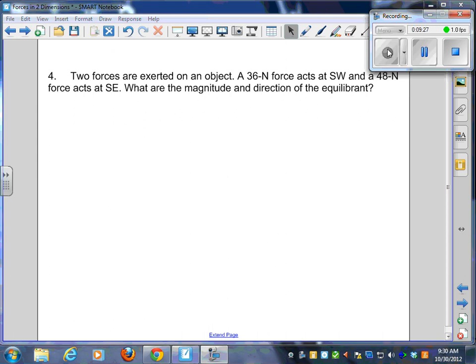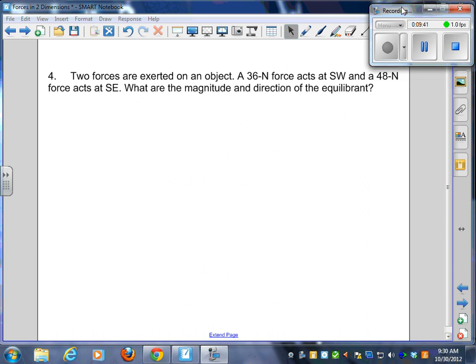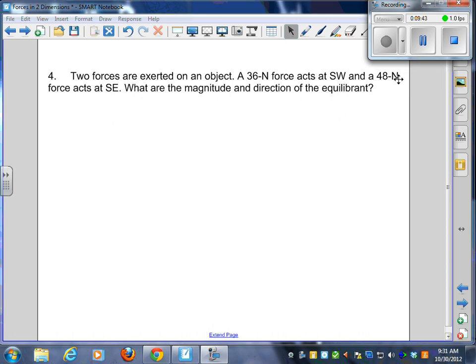All right, so Matt has said that he would prefer to do this question on his own. Why don't you guys try this? Give it a whirl, and then I'll do the answer in about 5 minutes. Two forces exerted on an object: a 36 Newton force acts at southwest, so that's exactly 45 degrees, and a 48 newtons force acts at southeast. What are the magnitude and direction of the equilibrium?